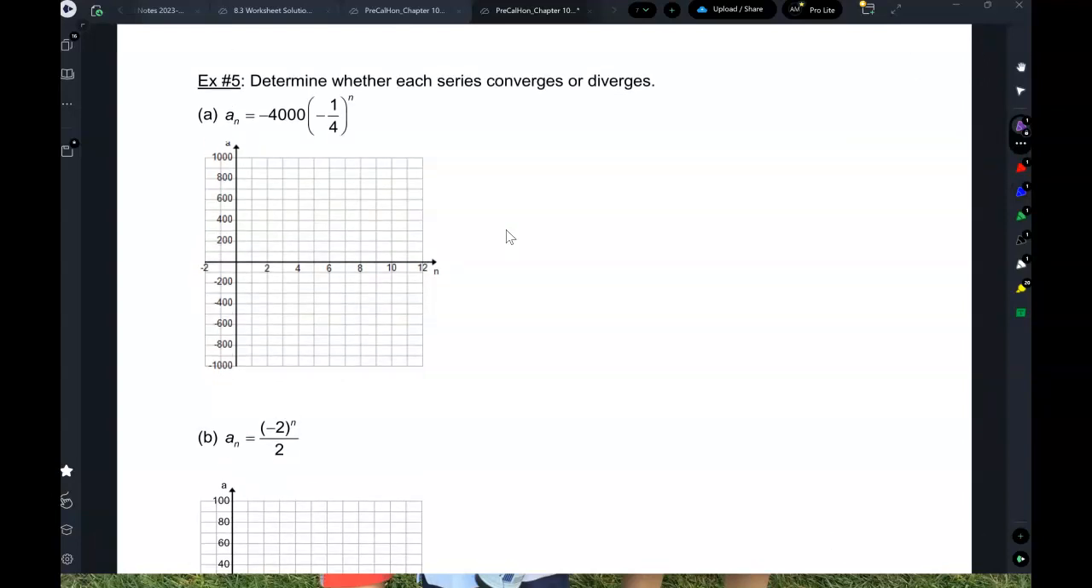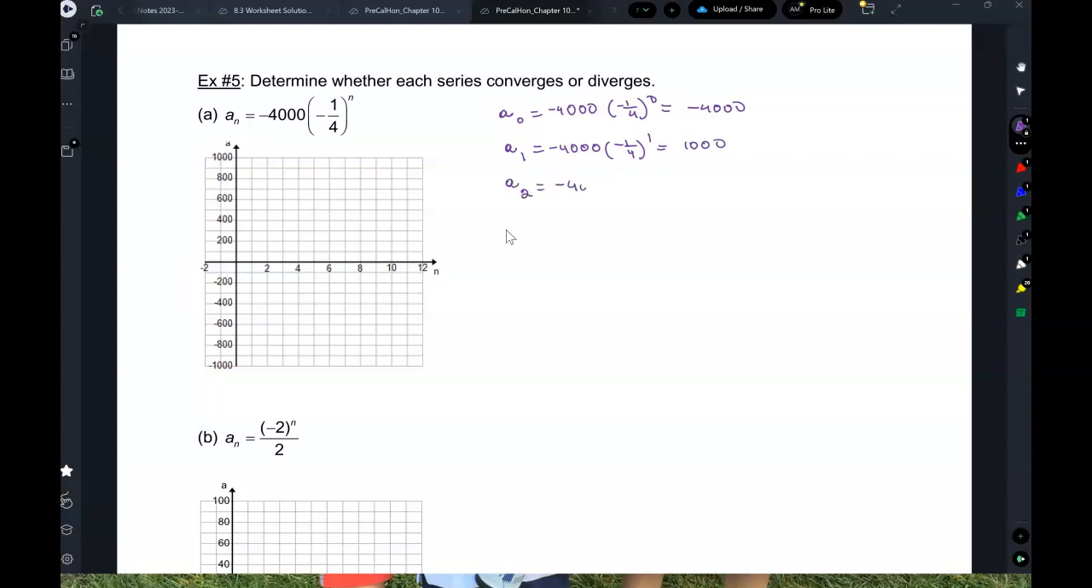Okay, so take a look here. We're going to do a sub 0. A sub 0 is negative 4,000. Now we're starting at a sub 0. For these, start at 0 because we're going to graph it now. So look, a sub 1 is negative 4,000 times negative 1 over 4 to the 1, which would be 1,000.